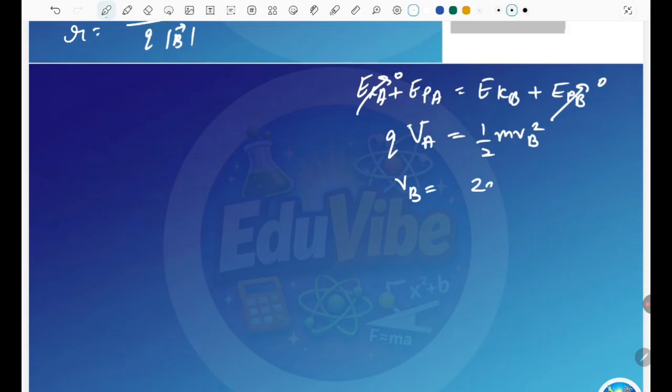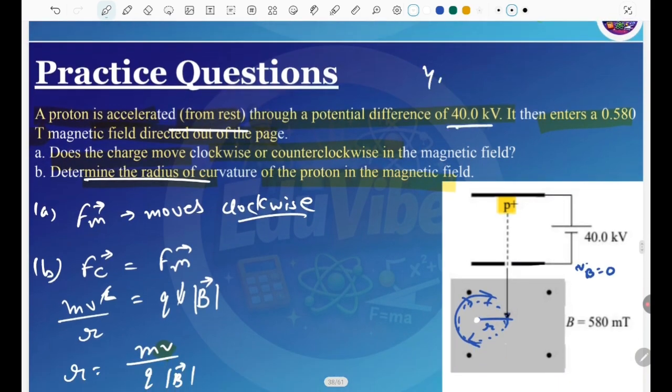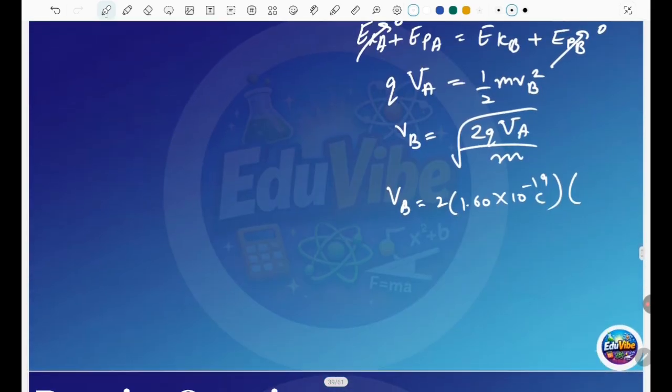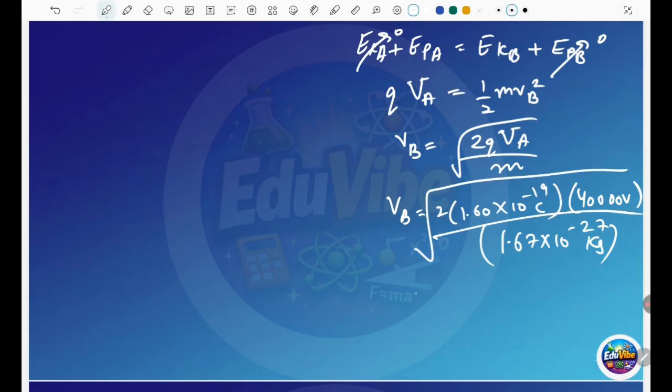So VB is equal to the square root of 2qVA divided by the mass. Here q is the elementary charge, and VA is in kilovolts, so we convert 40 kilovolts to volts, which gives 40,000 volts, divided by the mass of the proton, which is 1.67 times 10 raised to power minus 27 kg, and this whole thing to the power of a half.